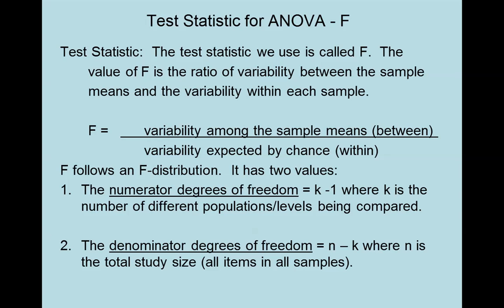The denominator also is going to depend upon K a little bit, but it's the overall number of data points in the whole study. How many total observations do you have, minus the K groups. So N is your total study size, and K is the number of groups you have, and that forms the denominator degrees of freedom.